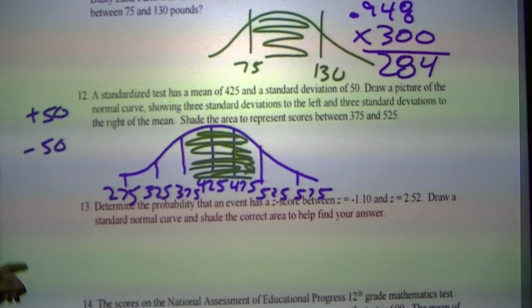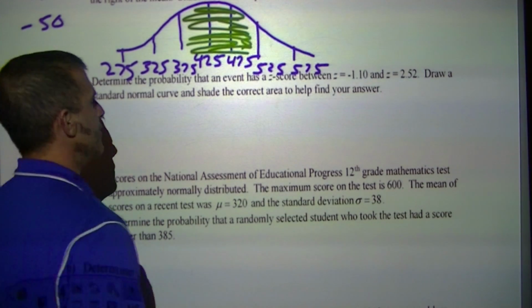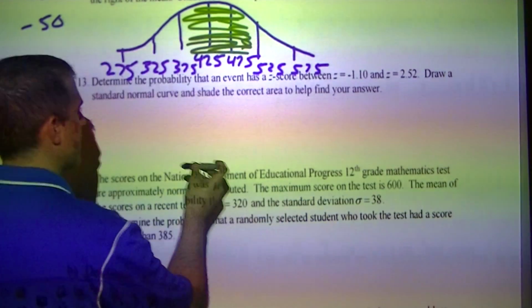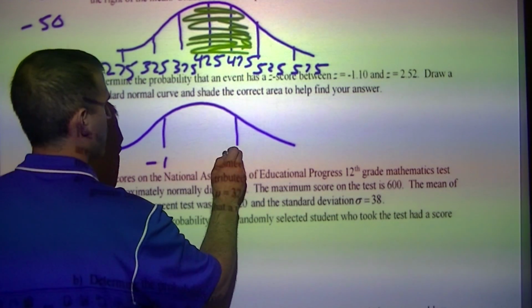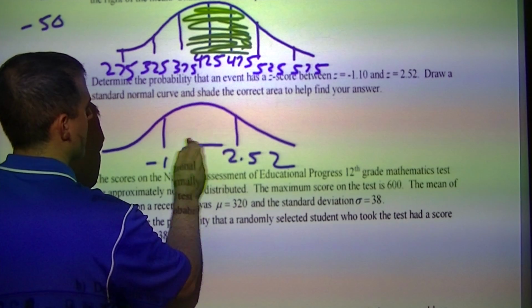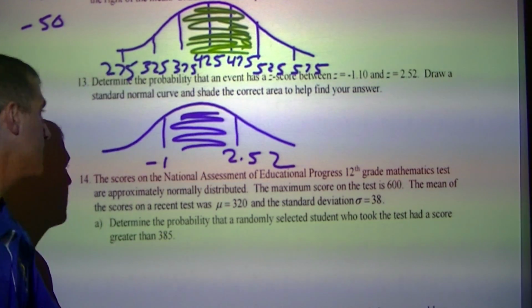Okay? All right. Determine the probability that an event has a z-score between negative 1.1 and 2.52. Draw a normal curve and shade the area to help find your answer. So the idea is if it's at negative 1 and 2.52, I'm going to shade right in here. Okay? And once again, they want the probability.